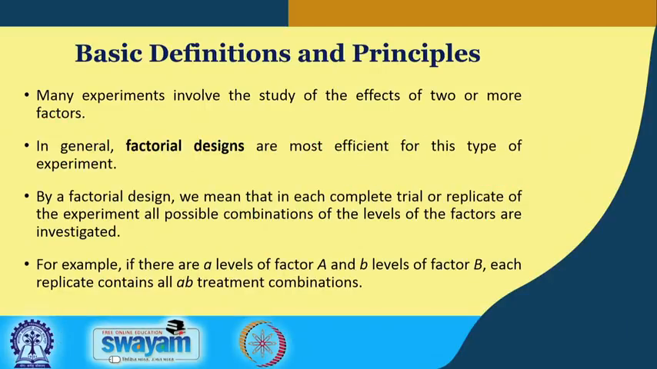So, the basic definition and principle is that factorial designs are most efficient for this type of experimentation when you have to analyze two or more factors. Factorial design means that in each complete trial or replicate of the experiment, all possible combinations of the levels of the factors are investigated. I have already briefed you on what a level is. Suppose your factor is temperature, then you may have 10 degrees, 50 degrees, 70 degrees, three different levels.